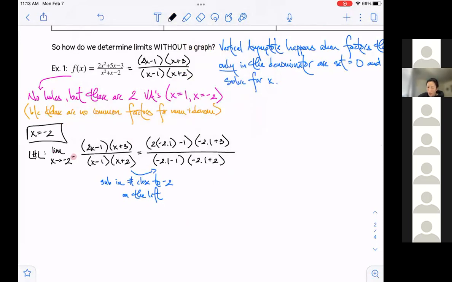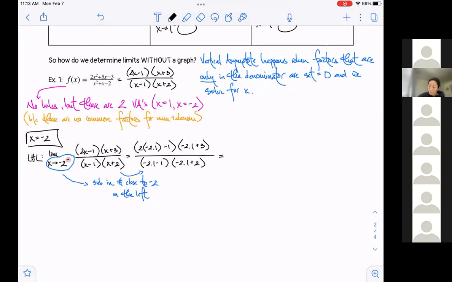Could someone remind me again, why are we plugging in a number that's really close to negative 2 on the left? As you're approaching, you're trying to get to the closest. Exactly. In fact, this part down here tells us what to plug in, right? Maybe we even circle this, we say this tells us what to sub in. We want to sub in something really close to negative 2, but on the left.